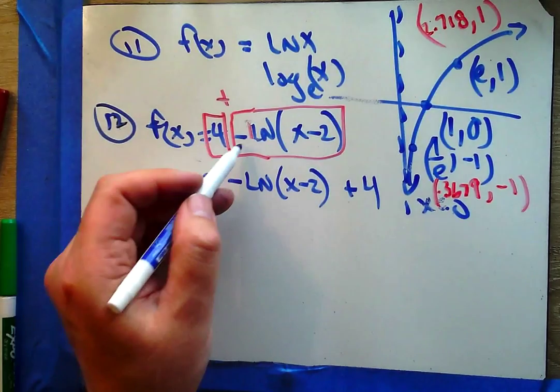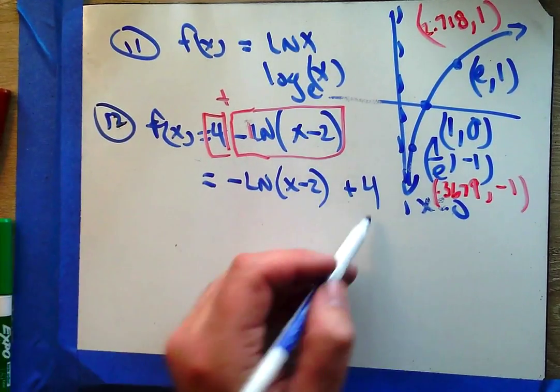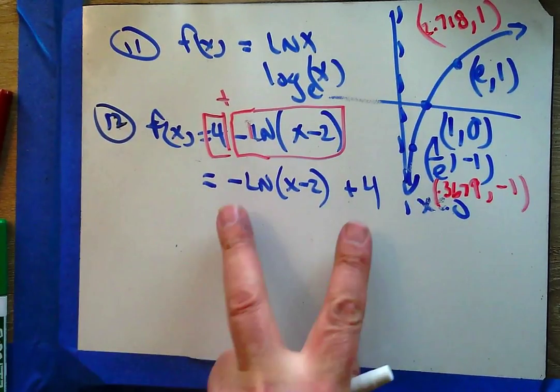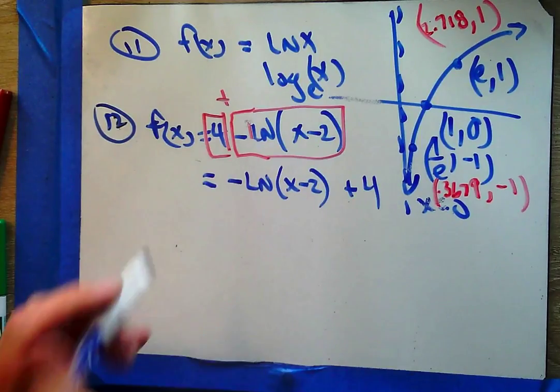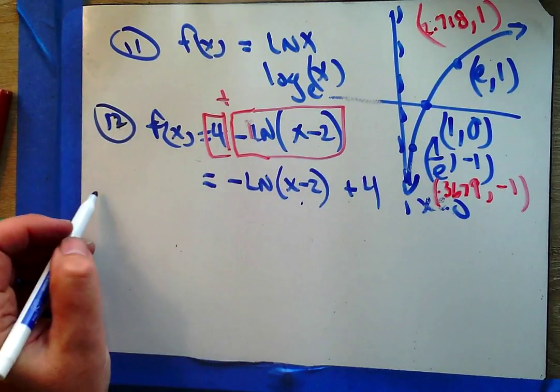There's a positive 4, there's a negative in front of the ln. We have to preserve those. But now I see the two y transformations. I need to multiply the y's by negative 1 and then add 4 to them. And at the same time, I'm going to add 2 to the x's.